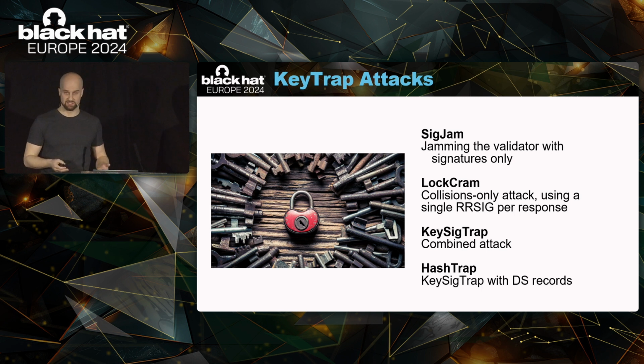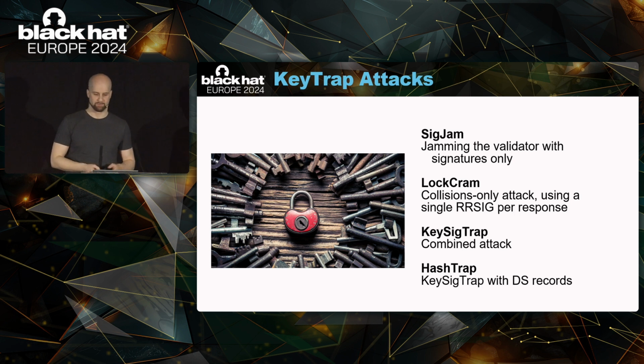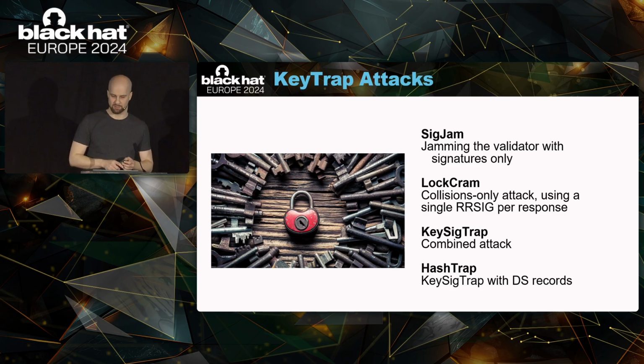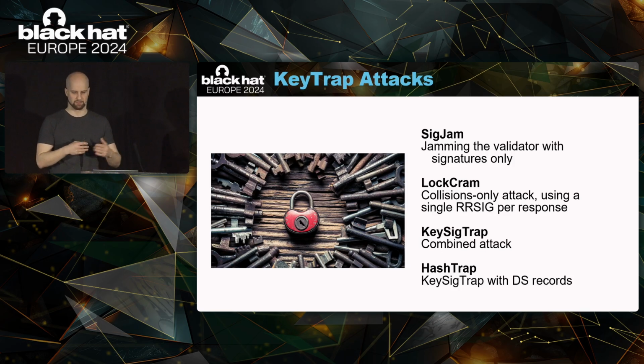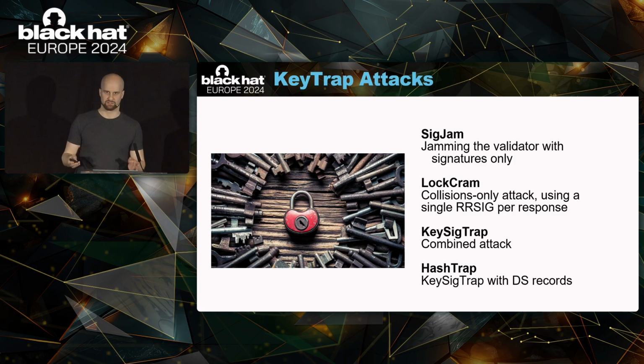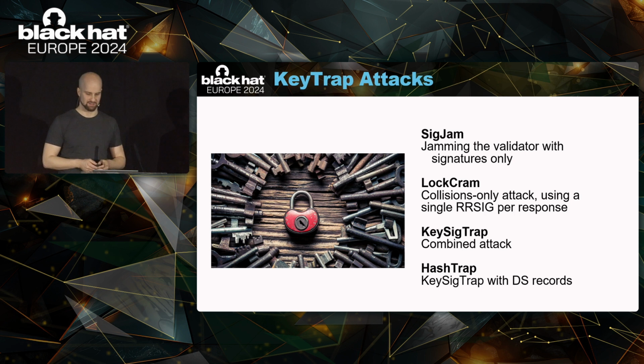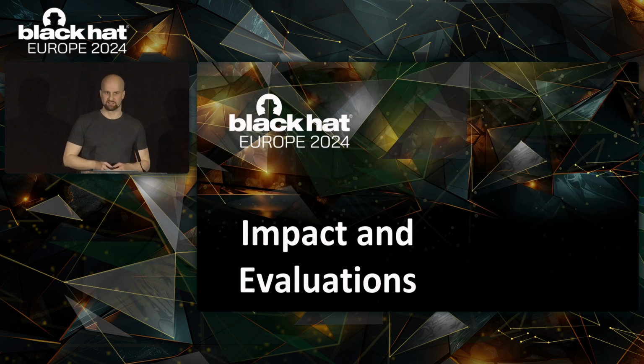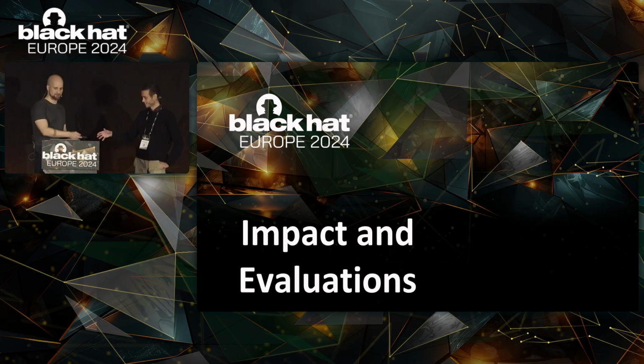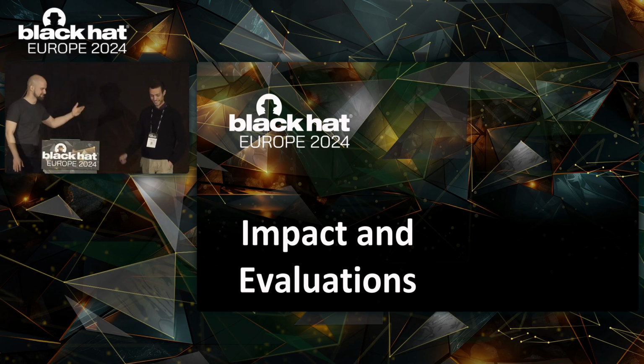So, of course, KeySigTrap is the combined attack, which is the most powerful, but all the individual aspects work as well. And then we've also brought HashTrap, which is essentially KeySigTrap, but not with signature records. Instead, it uses DS records, which are used to link between a parent and a child domain. And these DS records don't use public key crypto, but only hashes, so naturally they're not as effective. And if you want to know more, you're pointed to our publication, which we have linked on the last slide. Speaking of effectiveness, I would like to hand over to my co-author, Niklas. Thank you. The stage is yours.